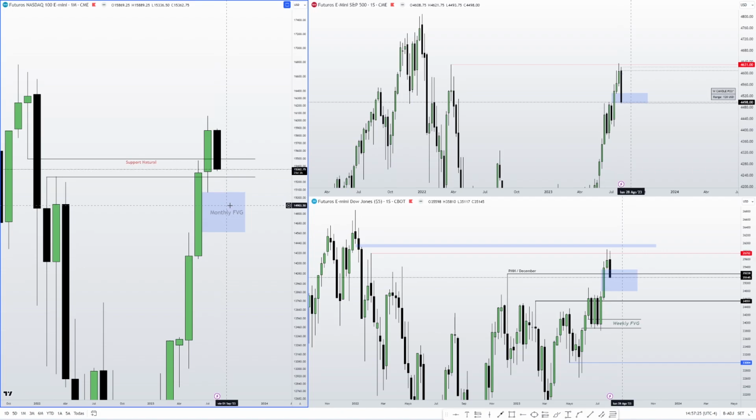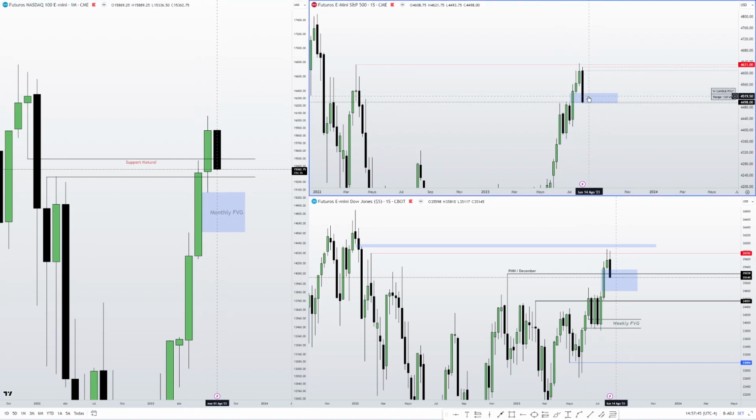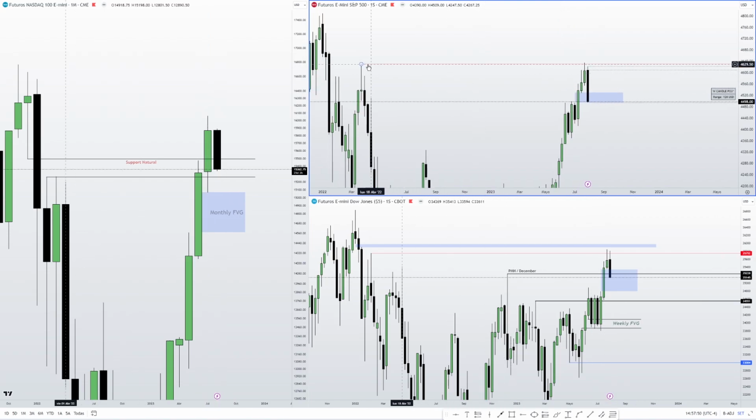And the draw on liquidity for Nasdaq is this monthly fair value gap, right? For the first initial moves of the power of three, the manipulation phase. SPUS is already inside the internal liquidity. Last week I said SPUS takes this high external liquidity, and we expected the next moves to the internal liquidity inside this weekly fair value gap.